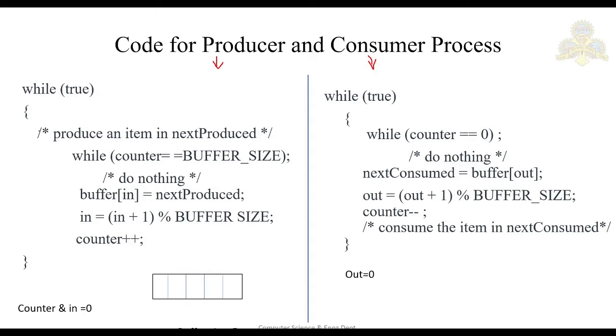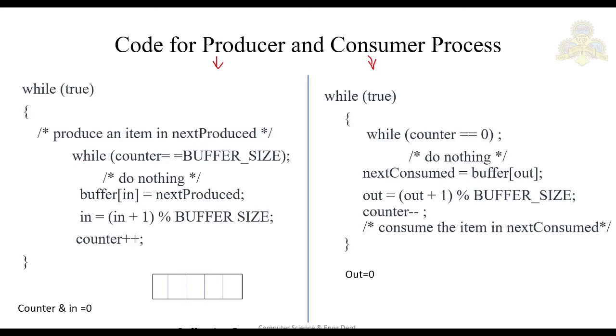So that means what will happen? You will enter into the body and you'll start executing it. So first you produce an item and you store it in a variable called next produce. Okay, as this is a producer process, this process will produce an item and it would store it into a buffer which is of fixed size.